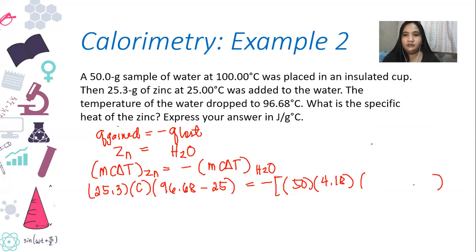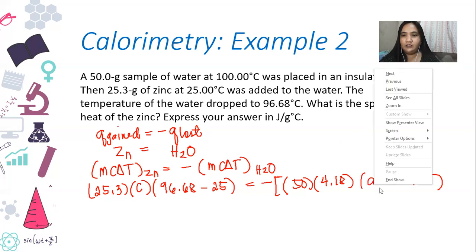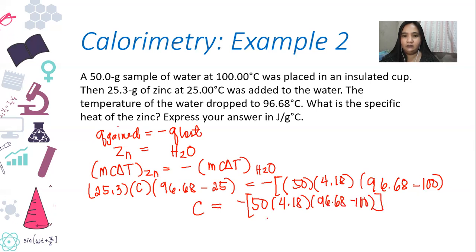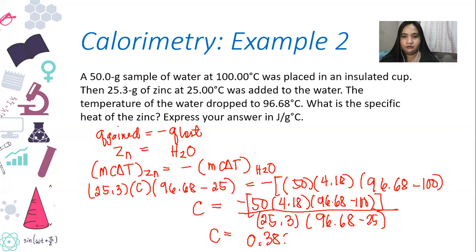Okay, so the final temperature here is 96.68 minus 100. Okay, we're good. So all you have to do now is get C. If you want to really see the whole thing, that's negative 50 times 4.18 times 96.68 minus 100, divided by 25.3 times 96.68 minus 25. So for C now, I got 0.382 joule per gram degree Celsius. Okay, there you go.